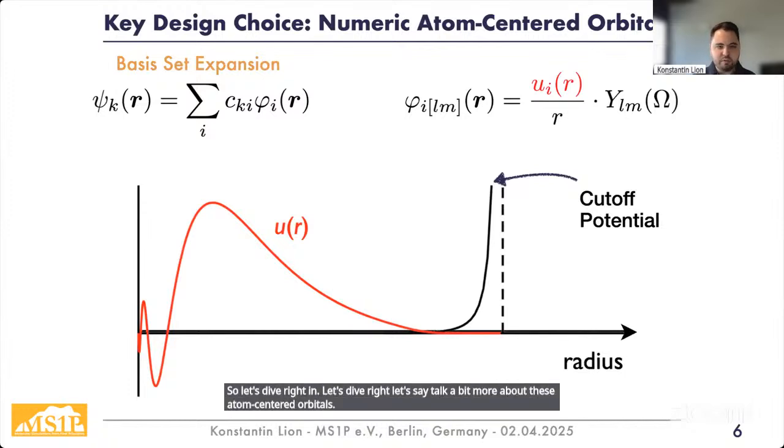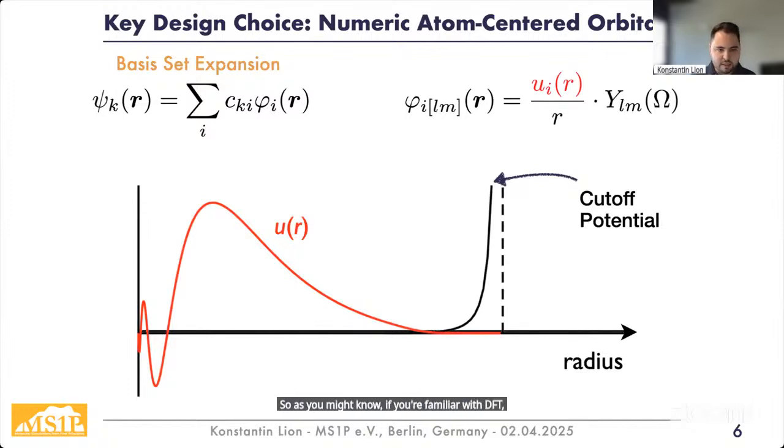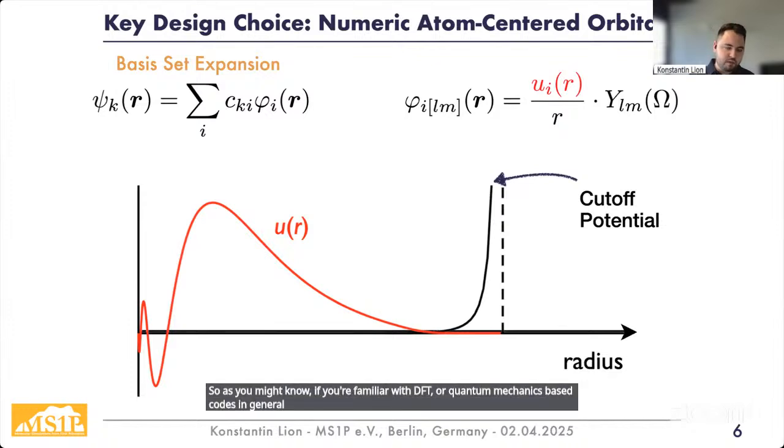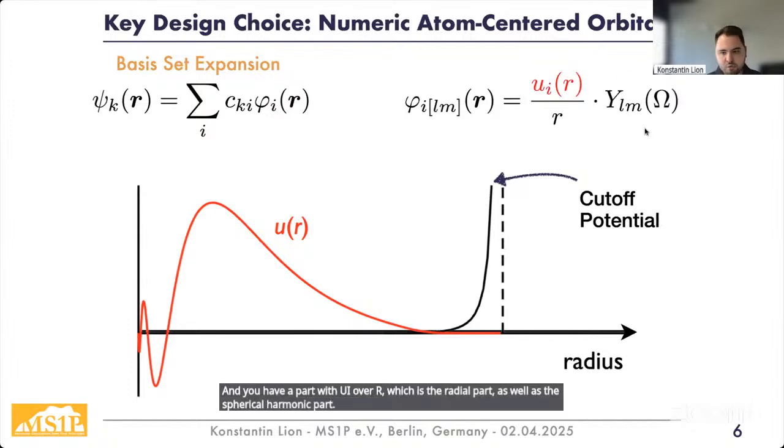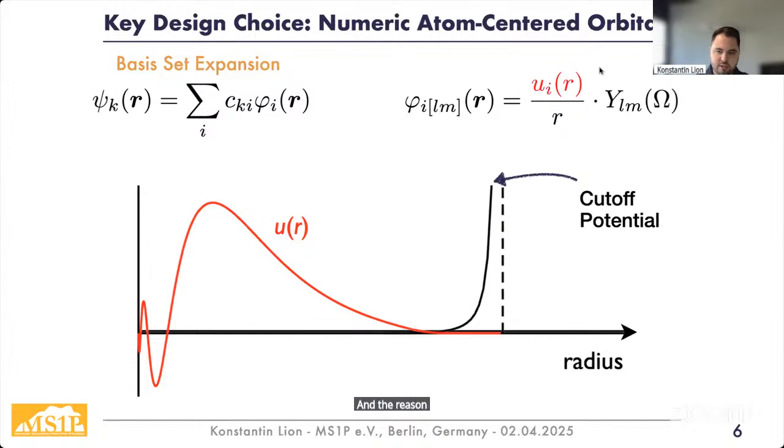As you might know, if you're familiar with DFT or quantum mechanics-based codes in general, you typically start from a basis set expansion, and then you have an expansion in terms of basis functions phi_i. And these phi_i, you are free to choose what kind of basis functions you want to use. As mentioned, FHI-aims decided on numeric atom-centered orbitals, which are shown here on the right side. You have a part with u_i(r)/r, which is the radial part, as well as the spherical harmonic part. The reason this was chosen, and you can see the structure of the radial function down below, is that this is not an analytical function, but rather a numerically tabulated one.